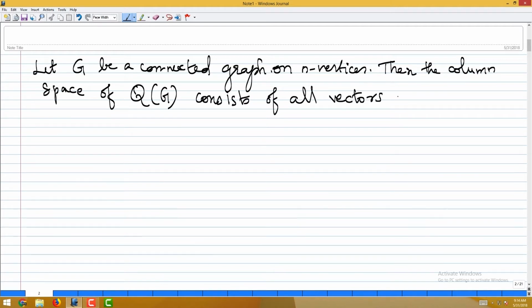all vectors x in the n dimensional space, such that the sum of x_i, i equal to 1 to n, is equal to 0. So, what is this x_i? I just need to write this as x_1, x_2, ..., x_n.